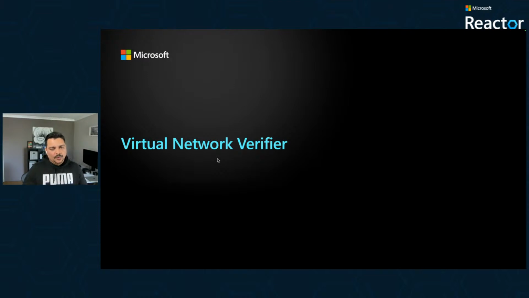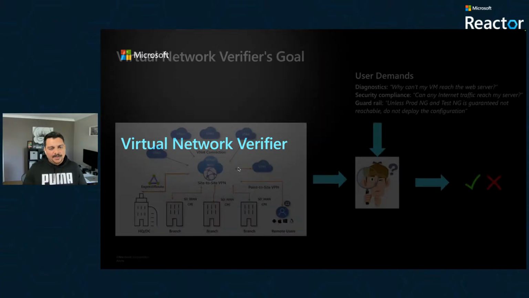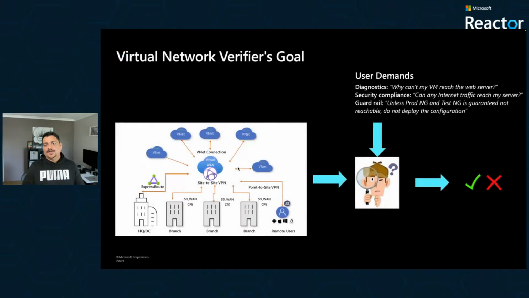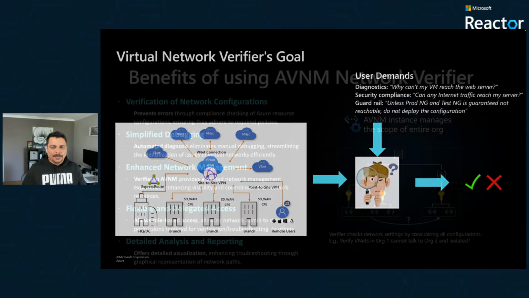So yeah, I'll quickly talk about virtual network verifier. This is a new capability which has been recently added in AVNM. What it essentially does is it lets you simulate and validate your network traffic and communication. So if you've got NSGs, firewall, route tables, all of those things in place, it can help you validate if the communication was stuck at some configuration. So for example, if you've got an NSG which is dropping the traffic, you will be able to see it with the help of network verifier. So that's the goal of network verifier.